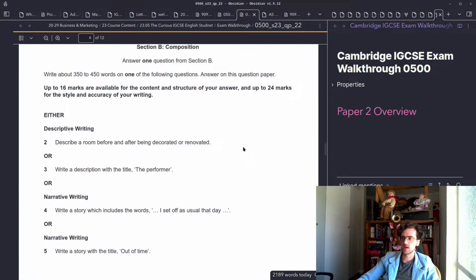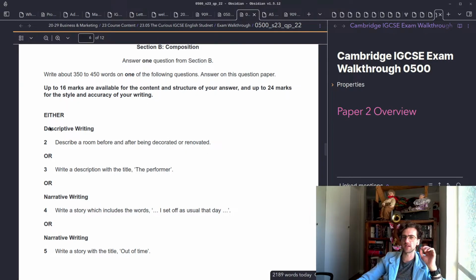Section B is also for 40 marks, but this time you've got 16 marks for the content and structure of your answer, and 24 marks for the style and accuracy of your writing. So here it's broken up very differently. Here we can choose different options. We're going to choose one of these, not all of them.